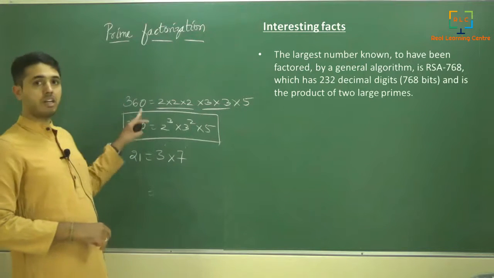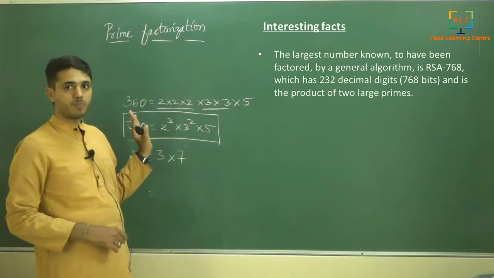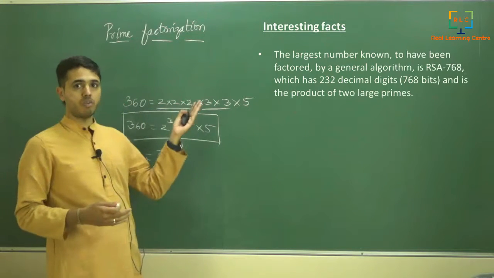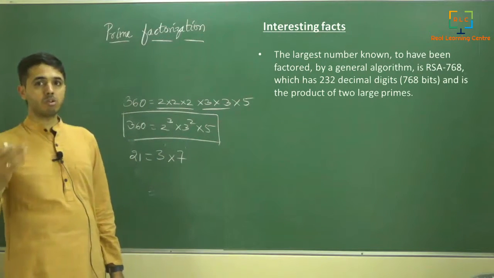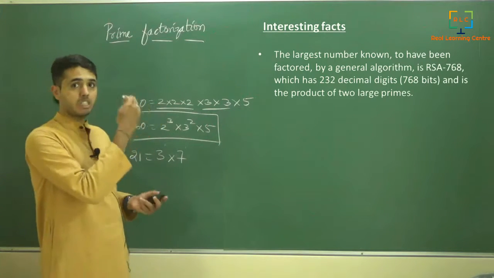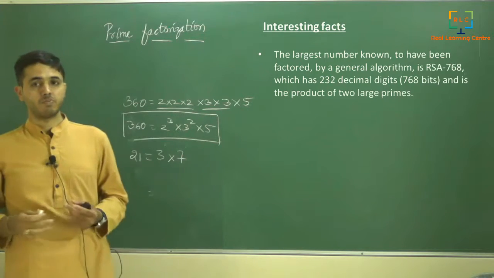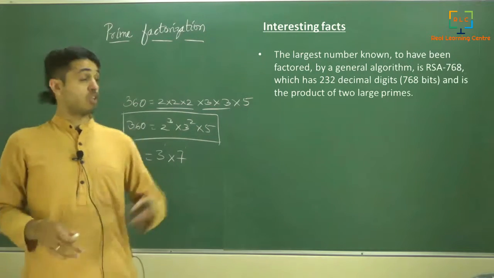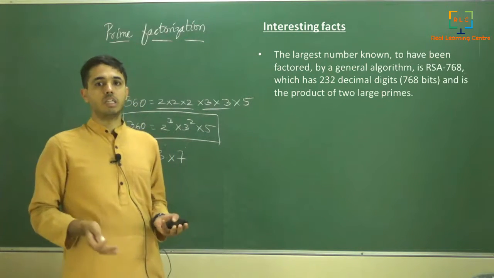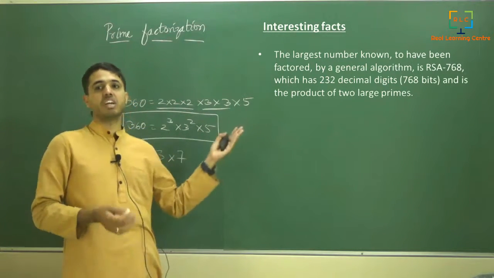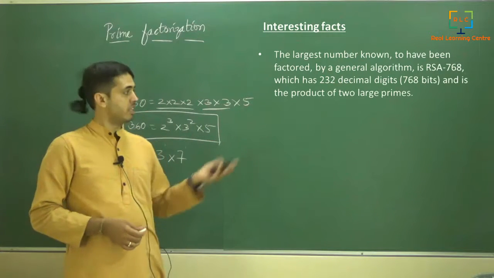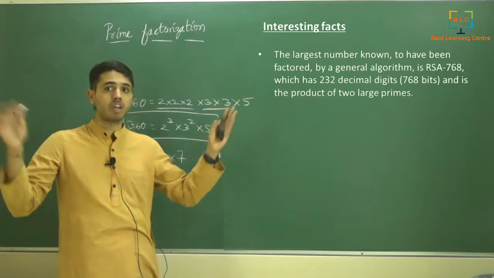See, for 360 we know it is divisible by 2, so we can start with 2. But if there is a bigger number which is not divisible by 2 or 3 or 4, then the task becomes more and more complicated. As a result, finding the prime factors of a given number becomes difficult. Say it has 6 digits, 7 digits. The largest known number which has been factored is known as RSA 768, which has 232 decimal digits. And incidentally, it is the product of 2 large primes.